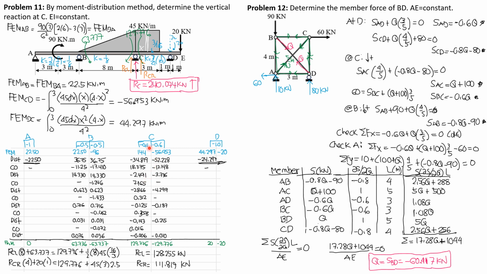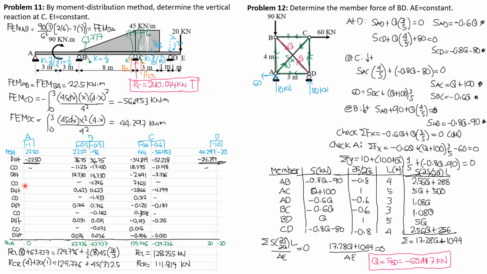And replace 0.4 by 0.6. This is the result, negative 3.736. Then carry over. So none here because there's no more moment here. And half of negative 2.491 is negative 1.246. Half of 14.330 is 7.165. Then no more here because there's no moment from there.